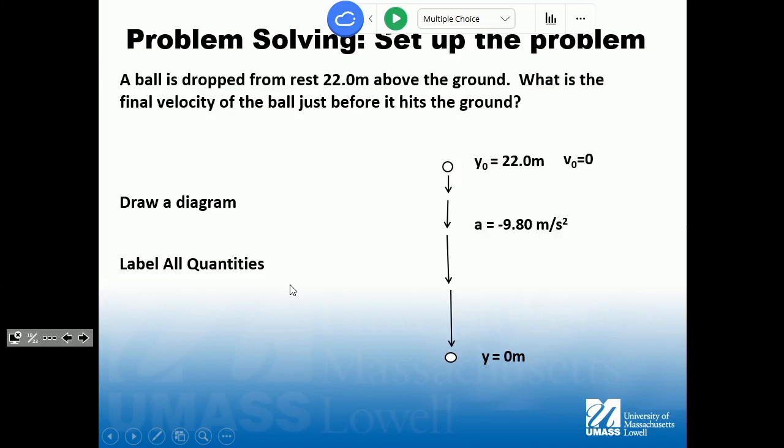My V0 is 0. That's my initial velocity. And then the acceleration, of course, is minus 9.8 meters per second squared because we take upwards as positive. Does this make sense?